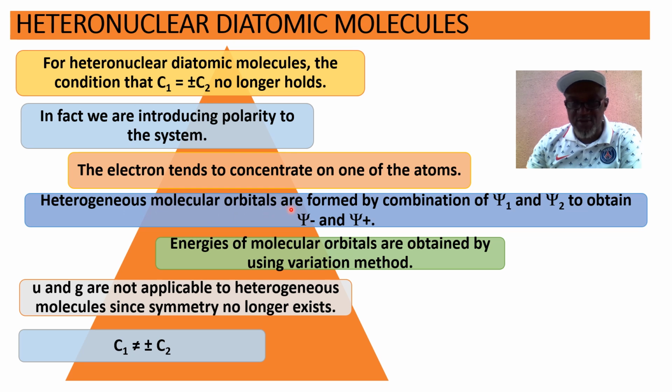Heteronuclear molecular orbitals are formed by a combination of these to obtain phi minus and phi plus. Energies of the molecular orbitals are obtained by the variation method. U and G are no longer applicable to heteronuclear molecules since symmetry no longer exists. There is no longer symmetry like H-H. When you have HCl, no symmetry again. Therefore, C1 is no longer equal to plus or minus C2.